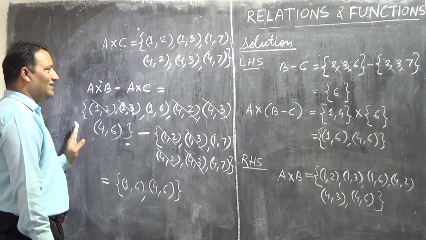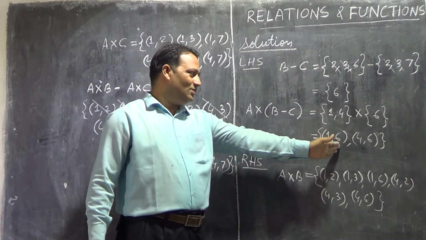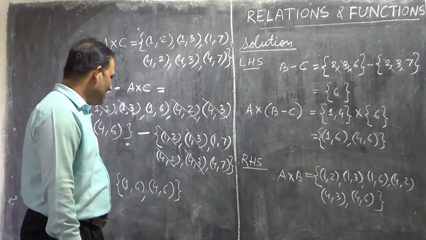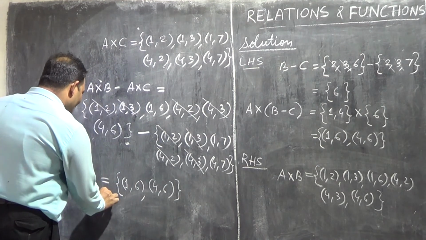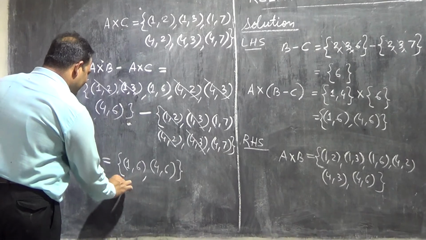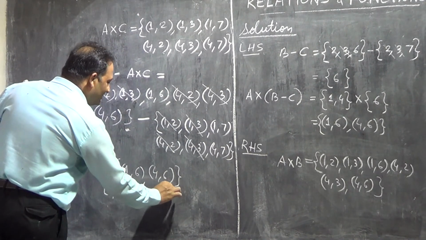So now I can compare LHS and RHS. On the left hand side I got (1,6), (4,6), two ordered pairs. Here also (1,6), (4,6). So you write: left hand side equals right hand side. This is true.